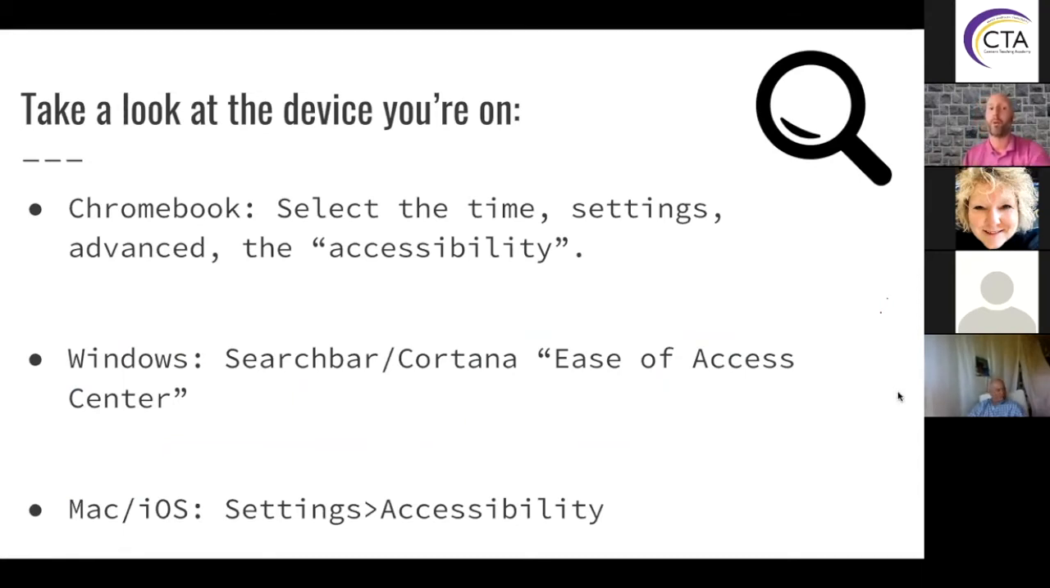Whether it's a Chromebook, a Windows PC, or a Mac or an iOS device, take a look and see if you can find the accessibility settings in the device you are currently on and looking at. If it's a Chromebook, go down and click the time in the lower right-hand corner. Then click Settings and Advanced and look for accessibility. If you're on a PC, use your search bar in the lower kind of left third, or ask Cortana to open your Ease of Access Center. And if you happen to be watching on a tablet or on an iPhone, go into your settings and check your accessibility stuff there too.